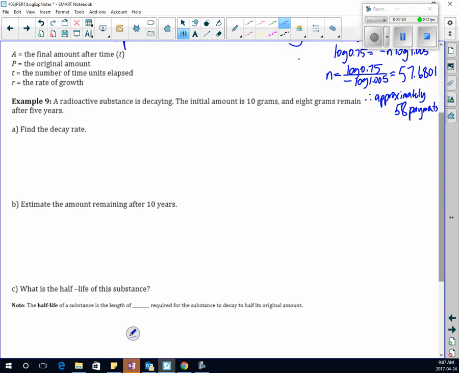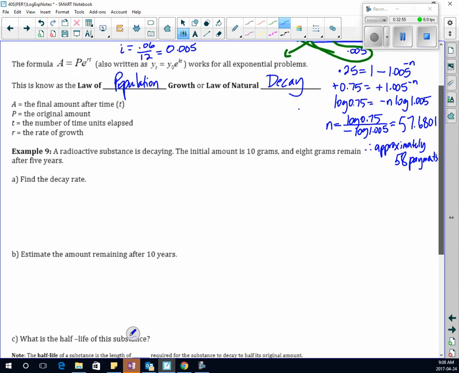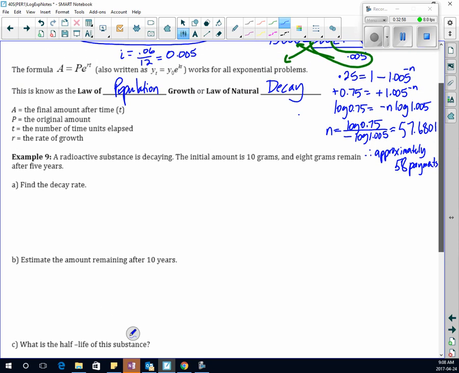A radioactive substance is decaying. The initial amount is 10 grams and 8 grams remain after 5 years. Find the decay rate. Sorry, I call it the PERT formula. Do you understand why it's the PERT formula? Because it spells PERT.